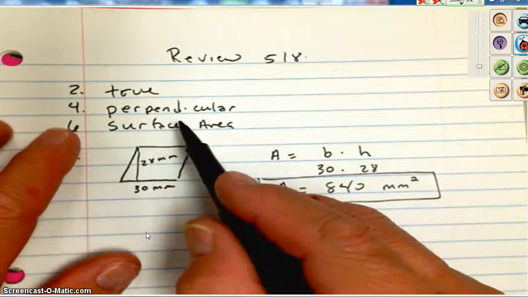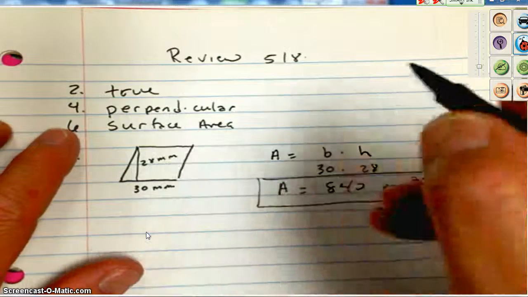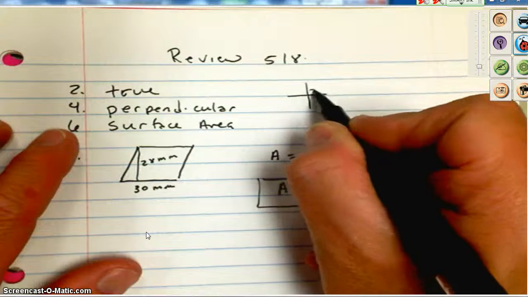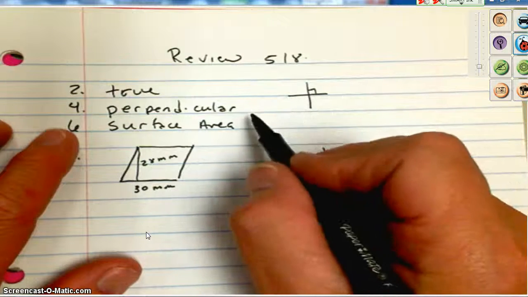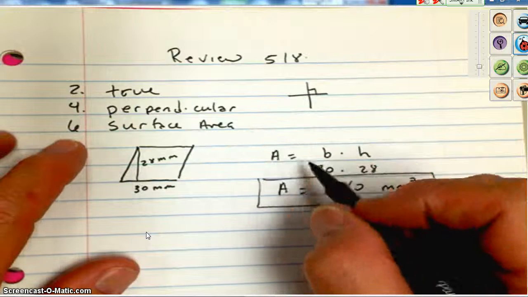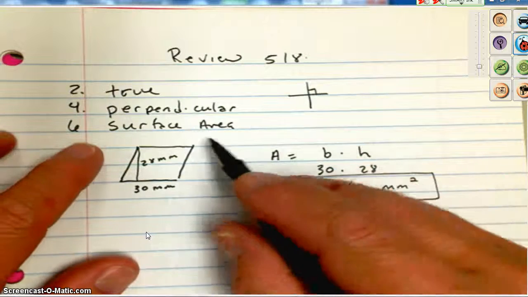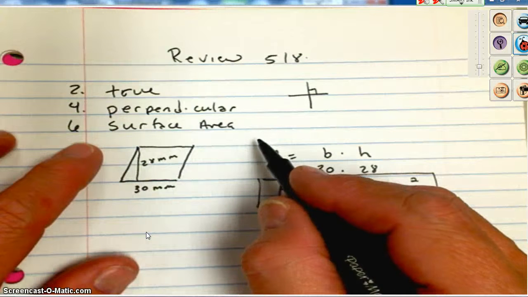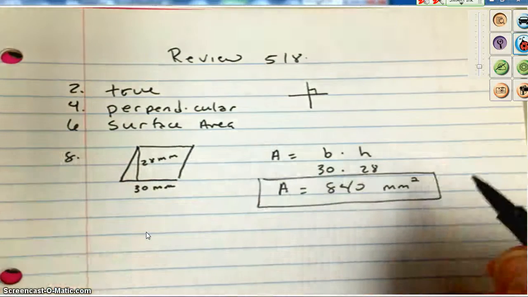Number 4, we talked about two intersecting lines that meet at a right angle, so of course it would look like this, and those are perpendicular lines. Number 6, the surface area of a prism is the sum of its faces. So surface area for number 6.